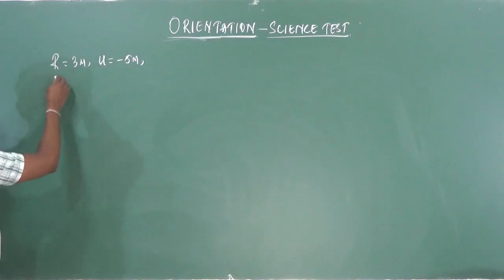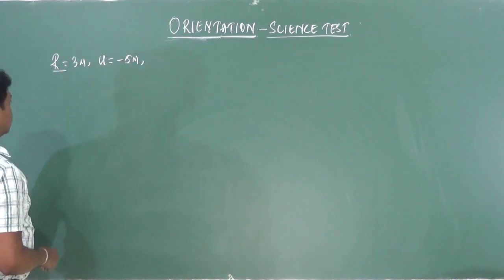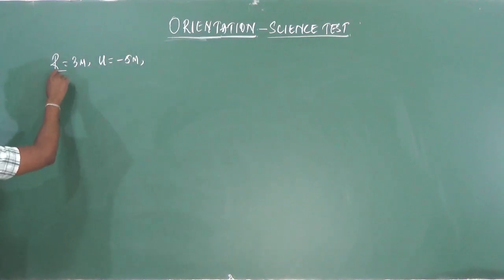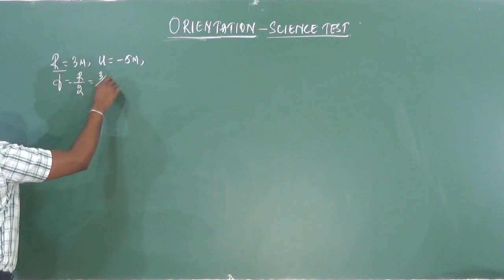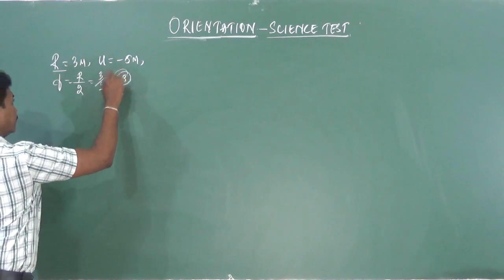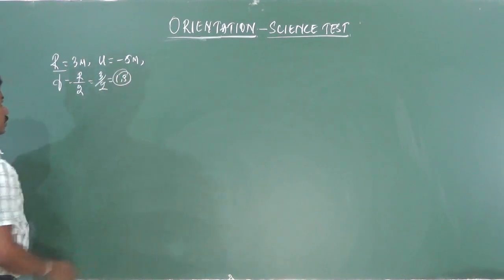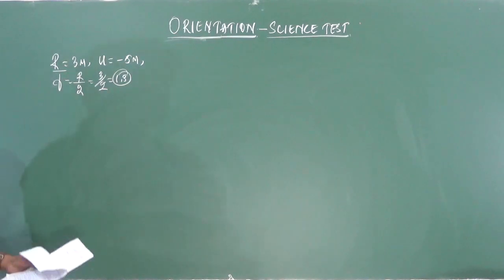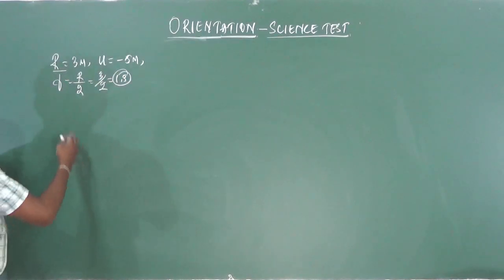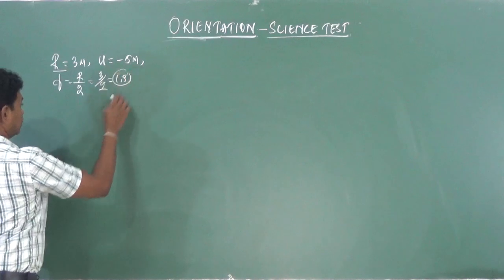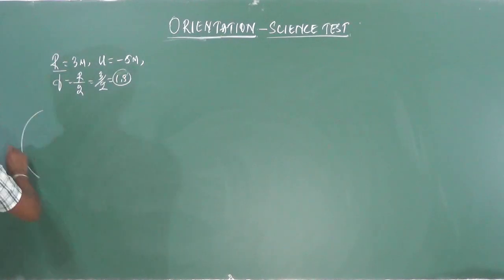So you have to convert this into focal length. f is equal to R by 2, that becomes 3 by 2, approximately 1.5. Here we have to check whether they are positive or negative. Here a convex mirror is used.